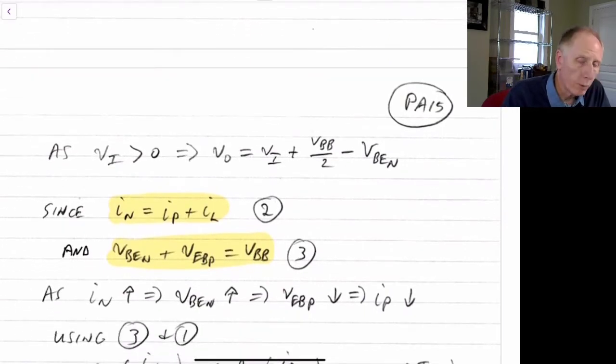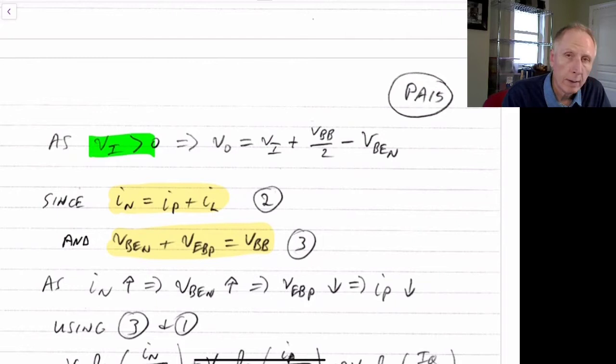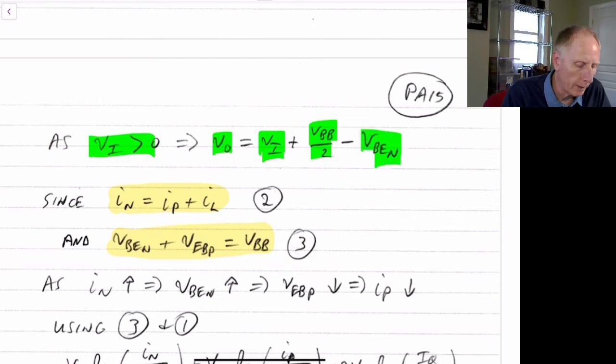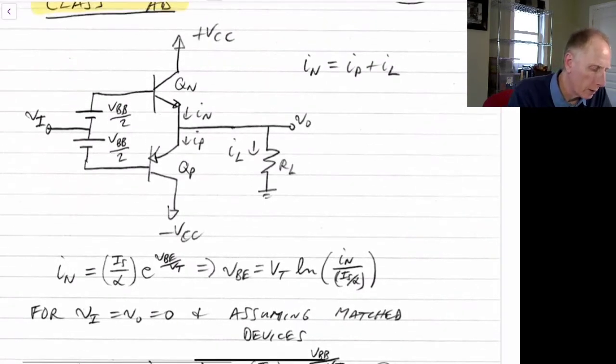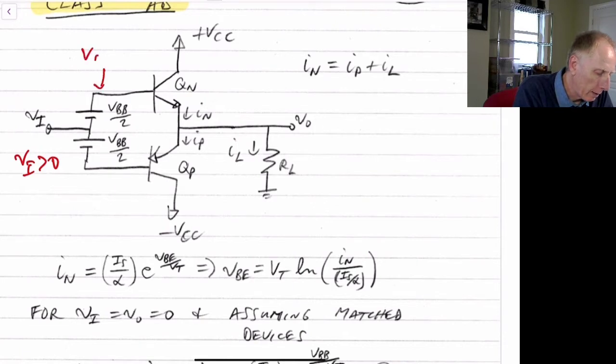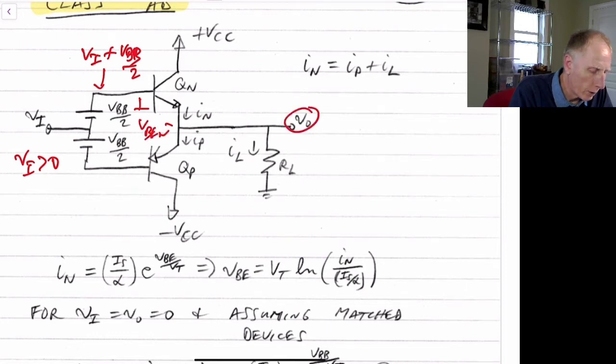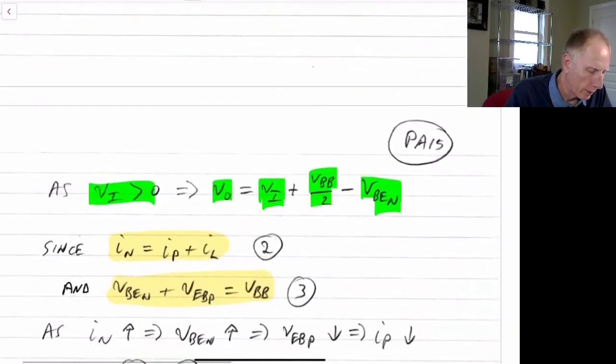Now when the input voltage goes greater than 0, the output voltage is going to be the input voltage plus VBB over 2, since that's the top part, minus VBEN. So what we're saying here is when we increase VI greater than 0, this voltage here becomes VI plus VBB over 2, and this is VBEN here. So the output voltage is this voltage minus VBEN. That's what we have in this equation here.